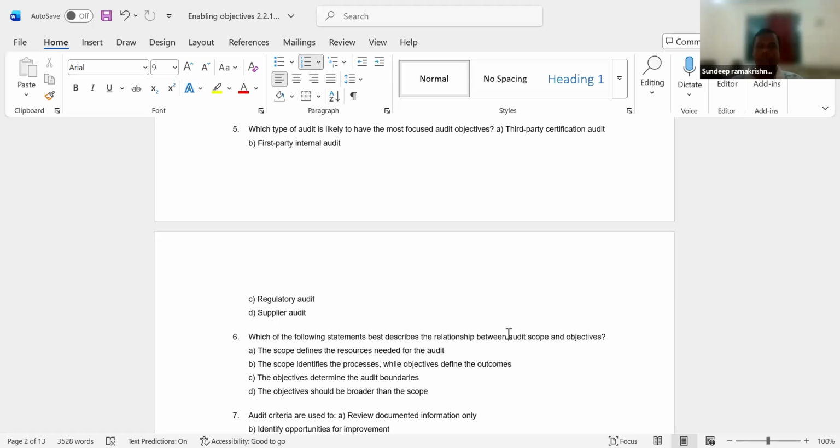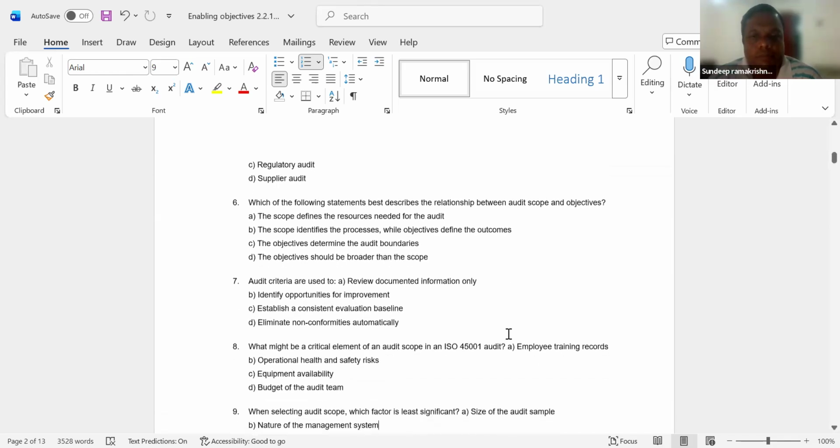Yes, B is right. Generally the scope is what the process is and what the activities are in the organization. That is what will be the audit scope. Now objectives will define what you want to achieve. By doing the audit, you establish conformity to 45001 requirements, and conformity of the implemented management system. So the scope will identify process, objectives will define the outcomes, as right.